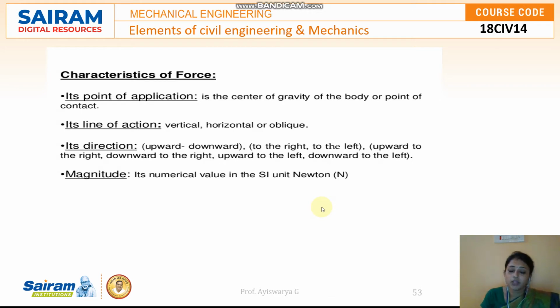As I said, the characteristics of forces have four major things: point of application, line of action, direction and magnitude. The point of application is the center of gravity of a body or a point of contact from where the whole body can be lifted up. The line of action may be a vertical, horizontal or oblique line, and the direction may be upward, downward, right or left. Wherever the direction is possible, there you can pull. But the moment direction should be considered. And finally, magnitude is always expressed in terms of Newton.